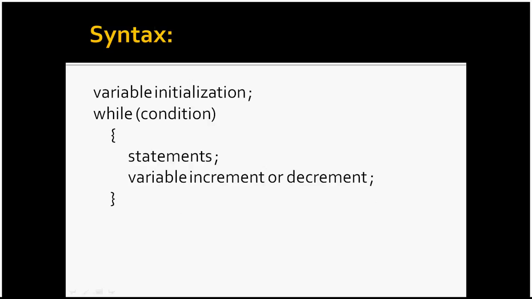So let us discuss the syntax of while loop. Variable initialization, say for example, int I is equal to 1, while condition, say I is less than or equal to 5, statement printf statement, variable increment or variable decrement, meaning the variable will be incremented or it may be decremented after the statement, and then close the while loop, right?